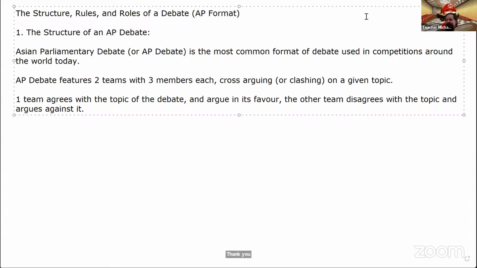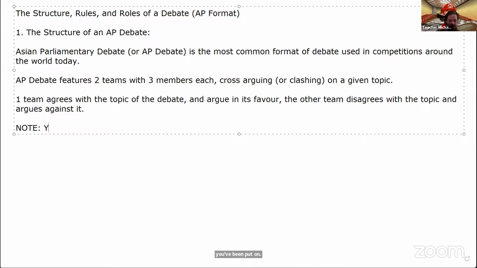So sometimes when you're in a debate, you might be made to argue for a point of view that you don't personally agree with. The point of the debate is to learn and practice your research skills, develop your presentation skills, and to deliver the argument as convincingly as possible. And that's based on the team you've been put on. So I'll just add that little note here.